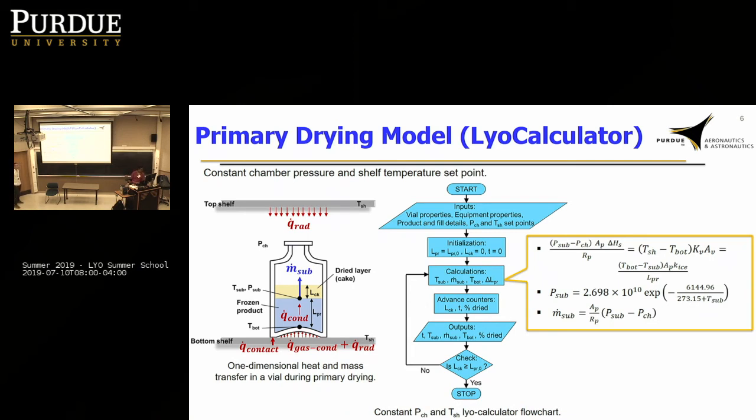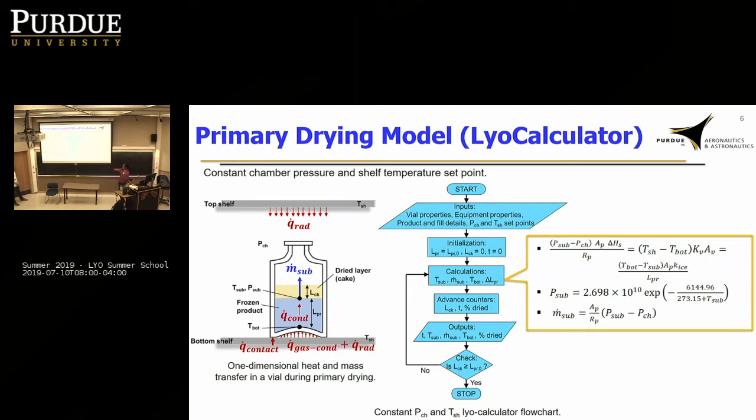So basically you have a vial that's sitting on top of a shelf. It makes contact on the sides. So there is contact heat transfer because of conduction, and then there is a gas layer that's trapped between the vial and the shelf. So that's the gas conduction, and then there's radiation from the bottom shelf and from the top shelf. So that is considered. Now if you look inside that product, there is a blue part and a yellow part.